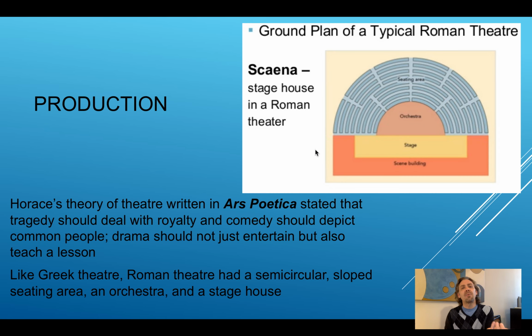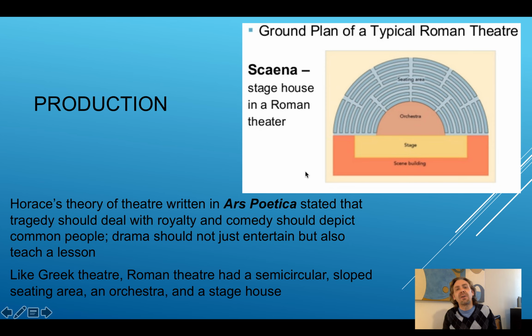Now, if we talk about production, here is a ground plan of a typical Roman theater. Okay, so we have the seating area here, the amphitheater, the orchestra, the stage, and the scene building, or in Greek, that would be called the skene.